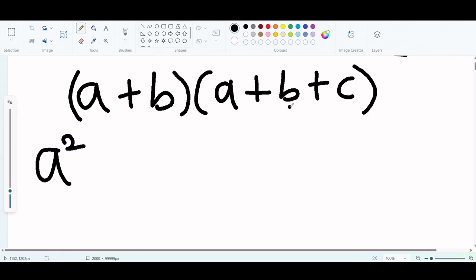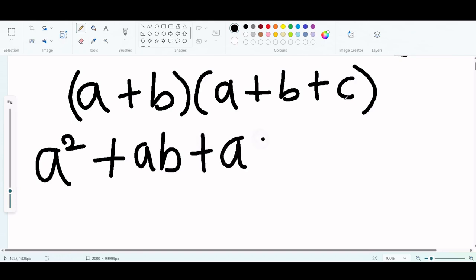Then A times B is going to be AB, because they are different letters, so we just attach them to each other. A times C is going to be AC. Now we are done with the first one; this first letter has multiplied the 3 terms. Now it's for the second one to do the same multiplication. So B times A is going to be BA.